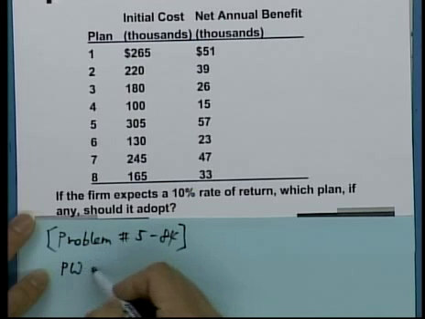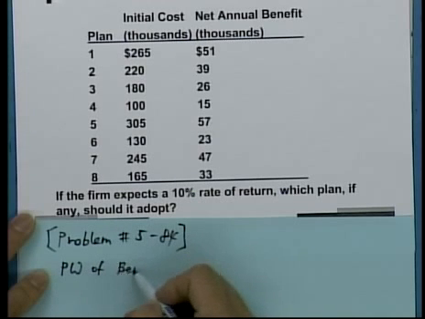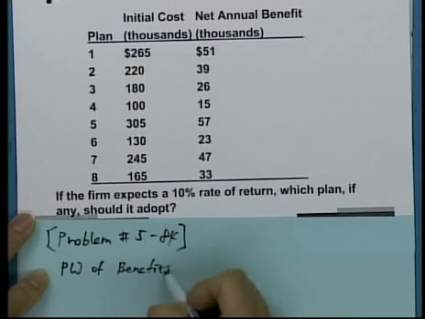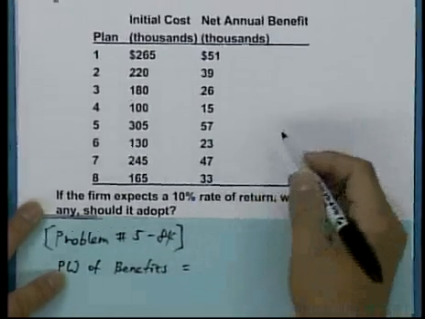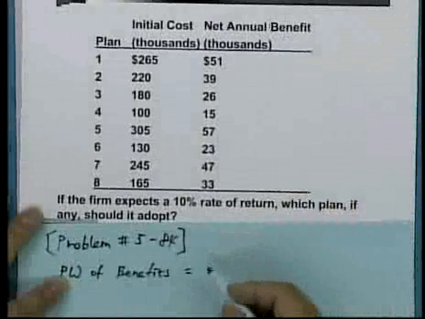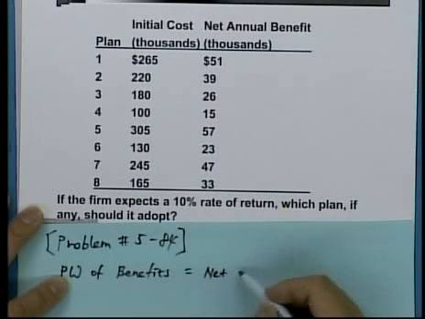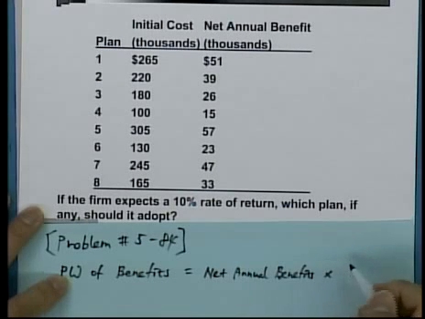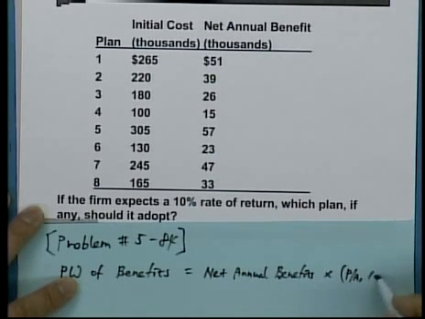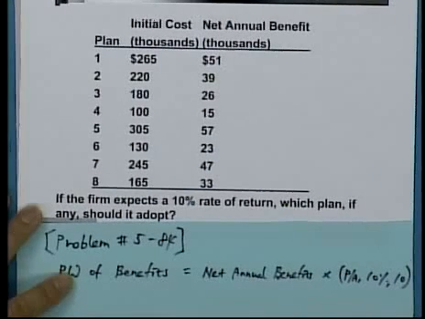Here the present worth of benefit can be calculated by net annual benefit times P given A, 10% over 10 years. Okay?